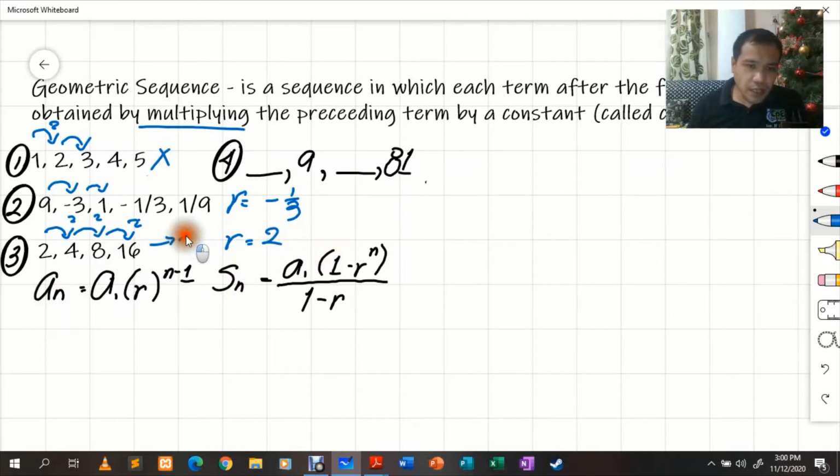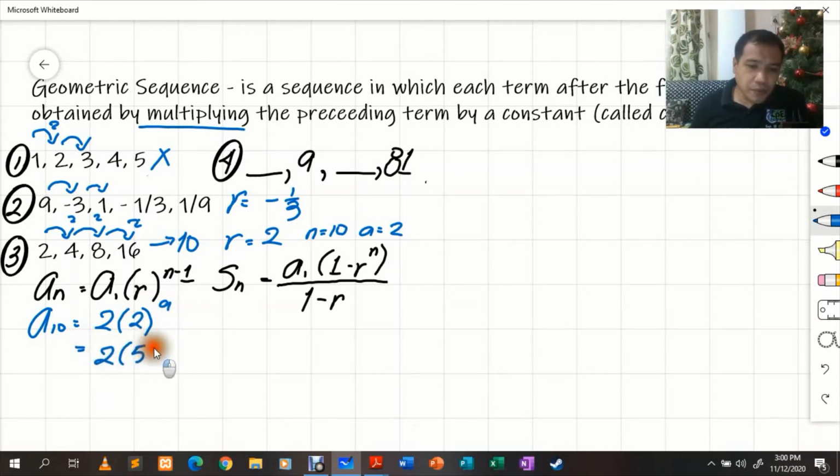So, what if we are to find the 10th term of this geometric sequence? To get that, we can use the formula a sub n is equal to a sub 1 times r raised to n minus 1. So, example natin dito, we are to find the 10th term, n is equal to 10, r is 2, and a sub 1 is equal to 2. So, a sub 10 is equal to 2 times 2 raised to 10 minus 1, or 9. 2 raised to 9 is 512. Kaya, ang 10th term natin is 1024. So, this is our 10th term.